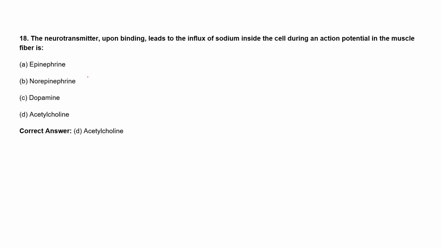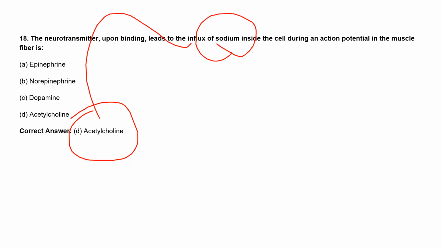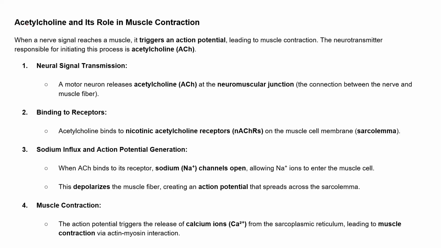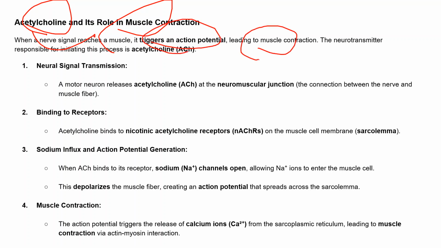Okay, let's see the right answer. So acetylcholine is the right answer. Acetylcholine is a neurotransmitter that will bind and lead to the influx of sodium ions, and then it will generate the action potential in these muscles. How does acetylcholine help? When a nerve signal reaches a muscle, it triggers an action potential which leads to the muscle contraction, and the one responsible is acetylcholine.